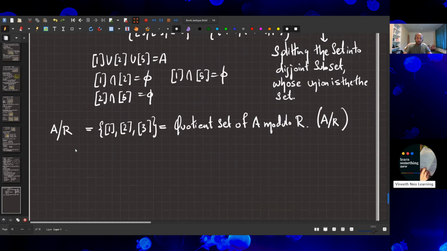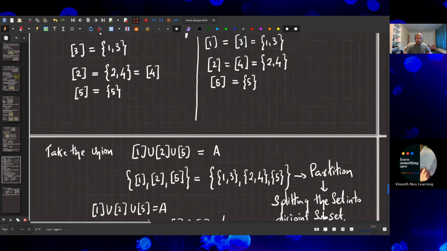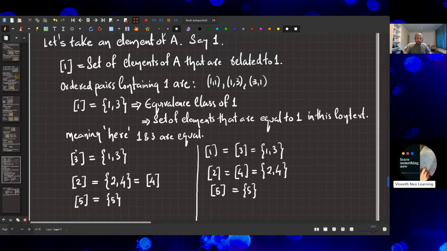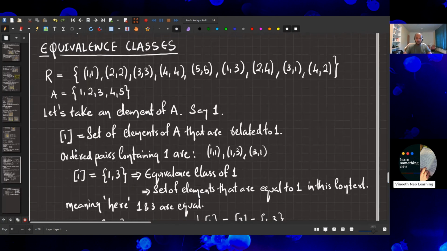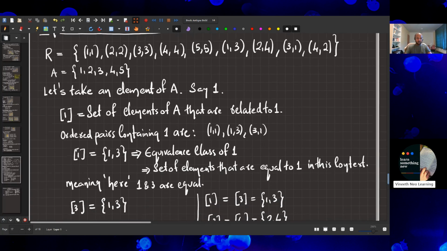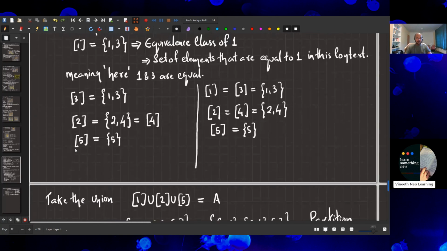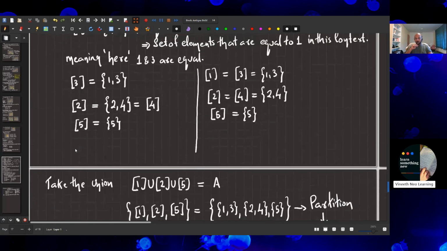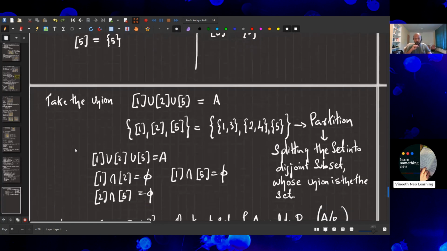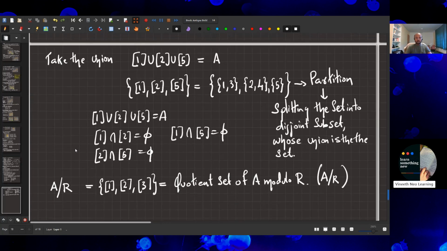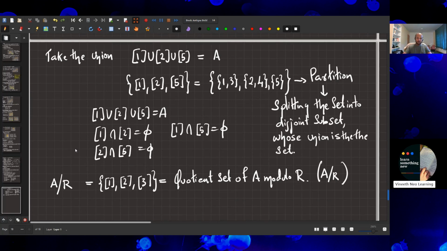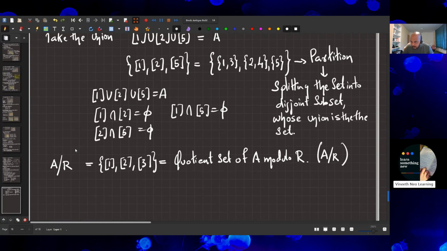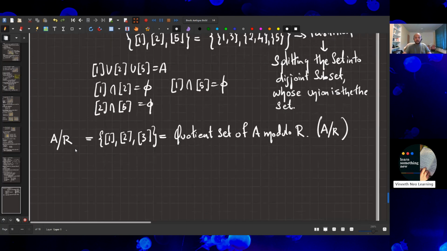It will be clear when we do another example. Or should I talk about it one more time, Joe? No, I got it. The idea is simple. We took an equivalence relation, then found the equivalence class of all of those elements, and found that the equivalence classes form a partition of that set. That set of equivalence classes is known as the quotient set of A modulo R, also written as A mod R.